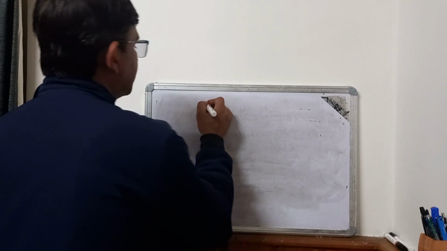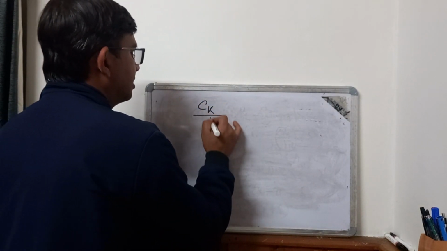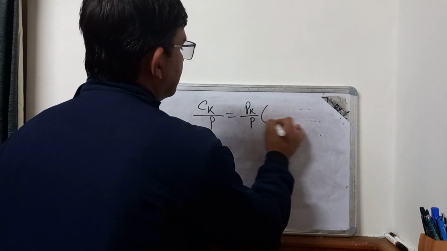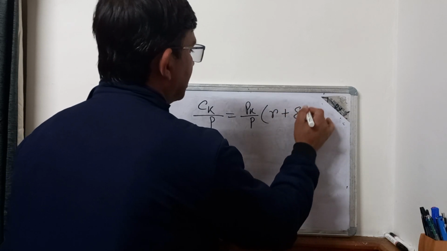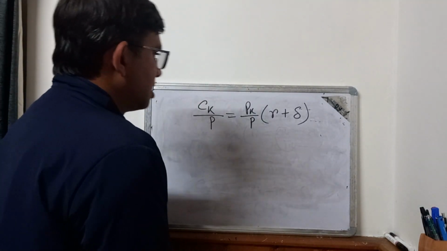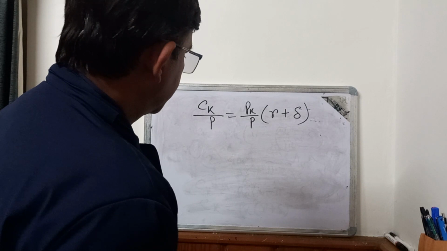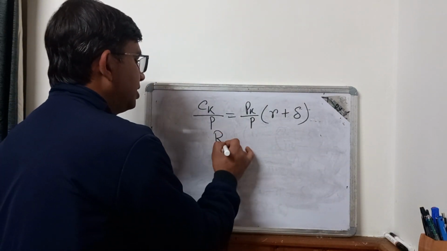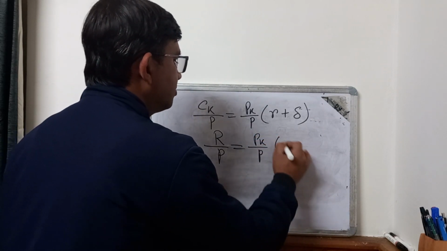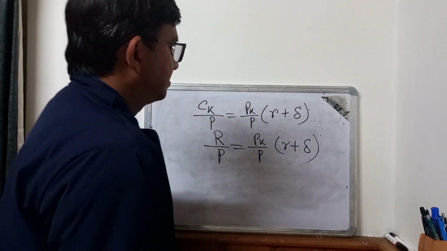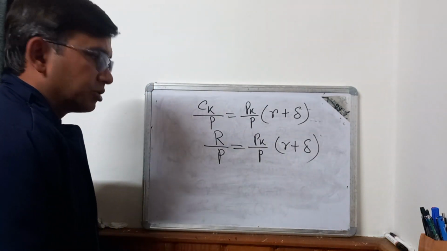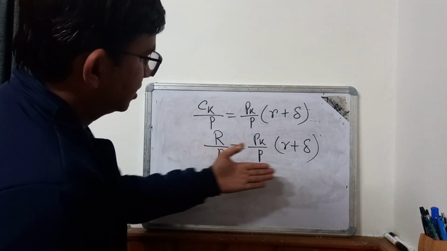So real cost of capital is given as CK by P. So it is PK by P, real price of capital, multiplied by R plus delta. So what we see, the equilibrium condition of the renter firm will be R by P, real rental rate, equals PK by P into R plus delta. So now this is the benefit and this is the cost.